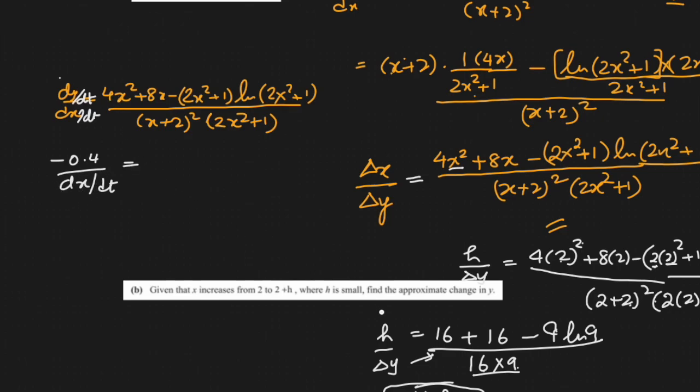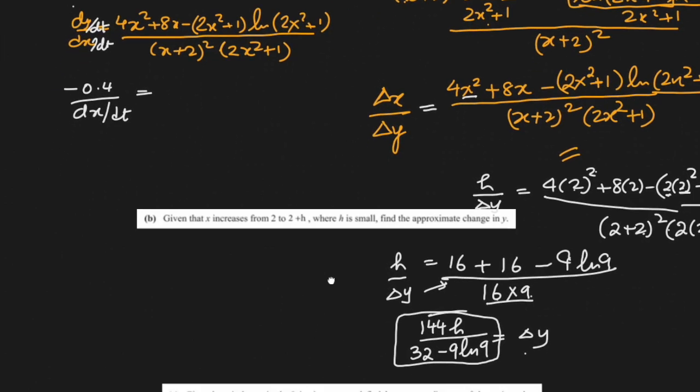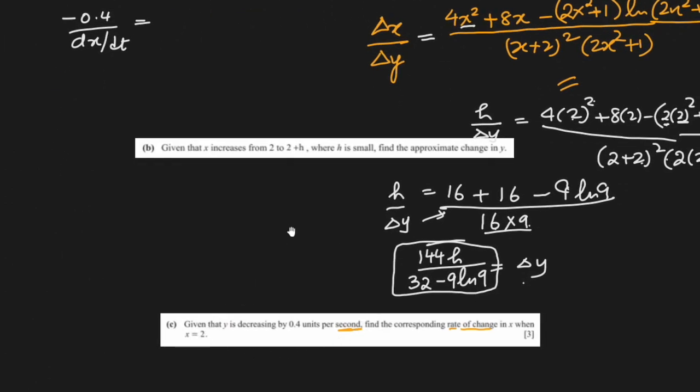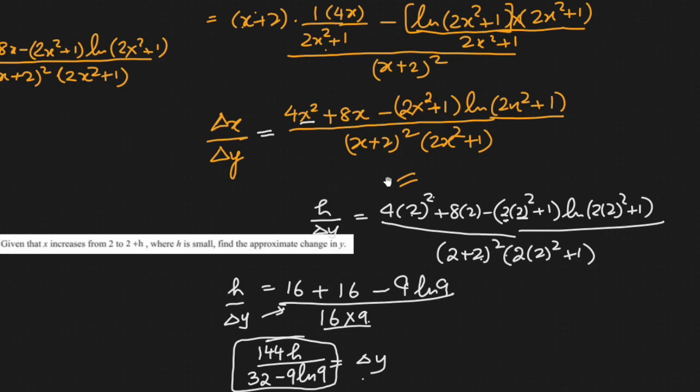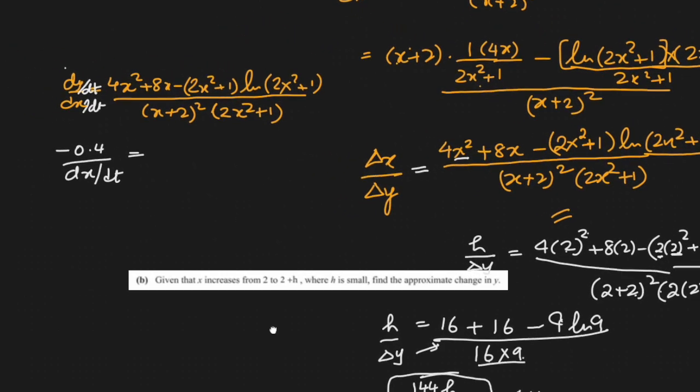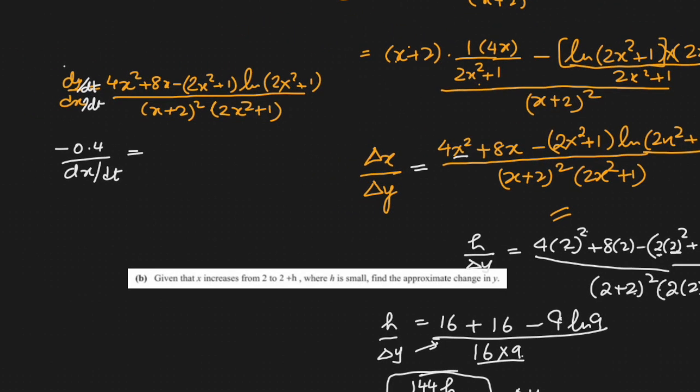However, they're saying when x is how much? 2. When x is equal to 2, we already got it here. This part, we got it, 32 minus 9 natural log 9 over 144. Yeah, this is what we got. That's what we'll do. So, 32 minus 9 natural log 9 over 144.